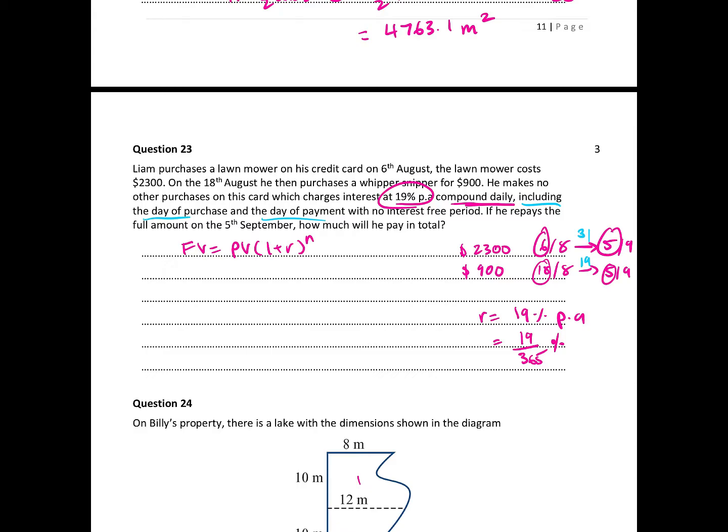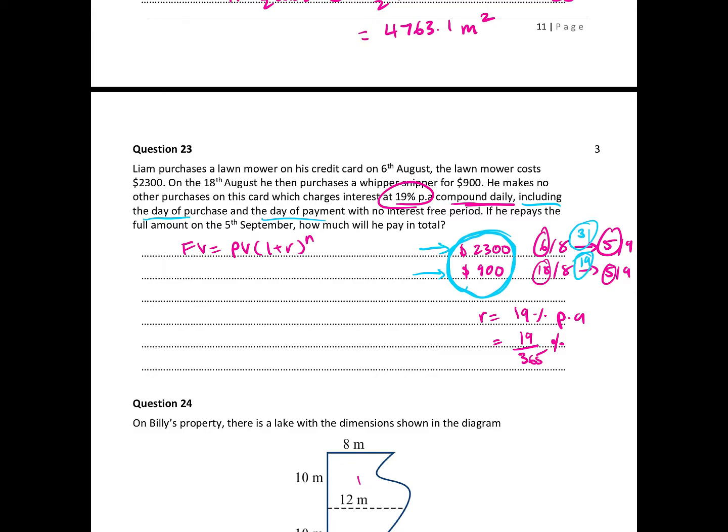Okay, so now I'll use this, but I am not going to add these two figures together and then say put it to the power of 31. I'm going to be doing each calculation separately because your $2,300 is going to go through 31 cycles of interest, whereas your $900 is going to go through 19 cycles.